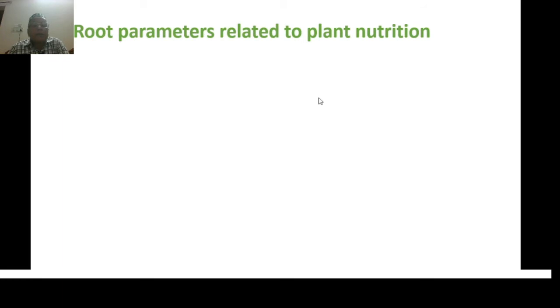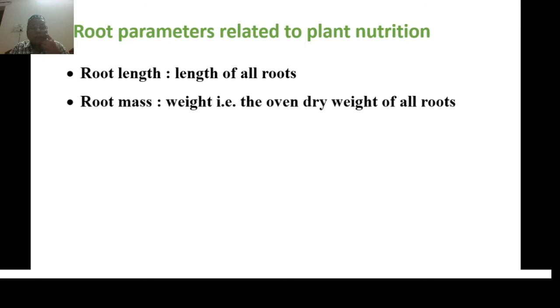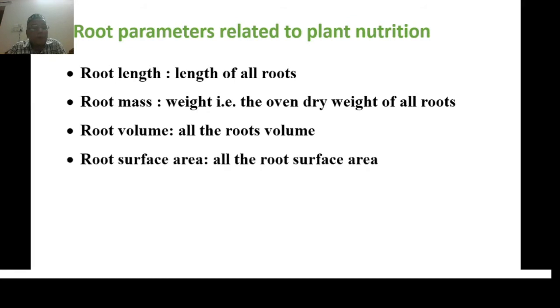The root parameters related to plant nutritional studies or research: the root length, meaning the length of all roots, not any individual root or the longest root. The root mass, the weight, that is the oven dry or fresh weight of all the roots. Root volume, all the root volume. Root surface area, all the root surface area.